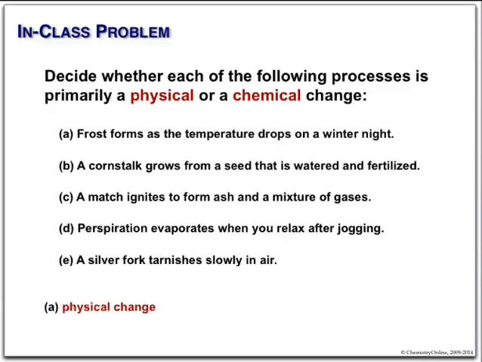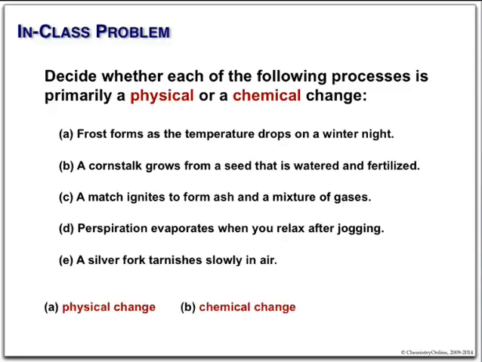Cornstalk grows. Hopefully this happens every spring. This is actually a set of very, very complicated chemical changes because the corn undergoes germination. We have lots and lots of biochemistry that happens as the DNA in the seed begins to replicate, pull in nutrients from the soil, and so on. Very complex set of chemical changes.